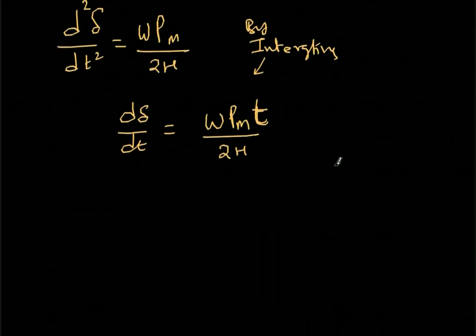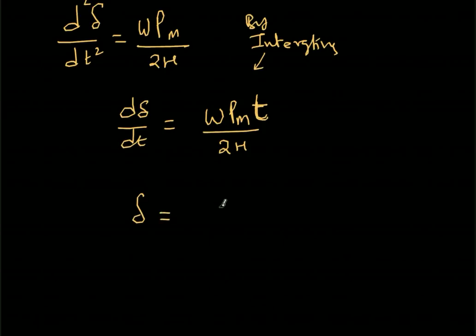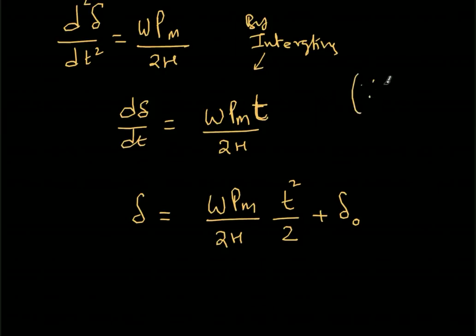So at this stage the constant term is actually 0. Now again if I integrate this, I get delta equal to, PM will remain as it is, and it will be t square by 2. The integration of t is t square by 2 plus some delta naught, the initial value of delta. The constant is not there since d delta naught by dt is equal to 0. At steady state condition, there is no change in delta naught, it is constant. Anyway, let's continue.